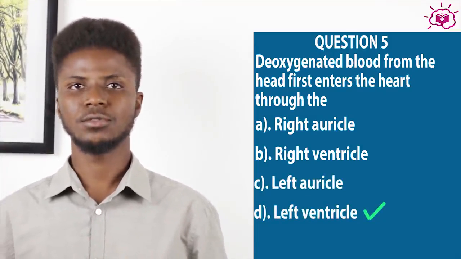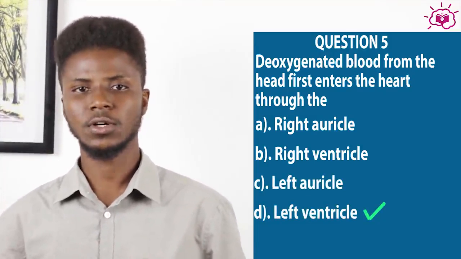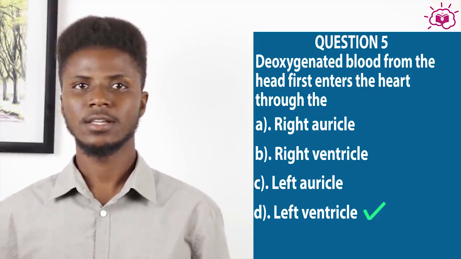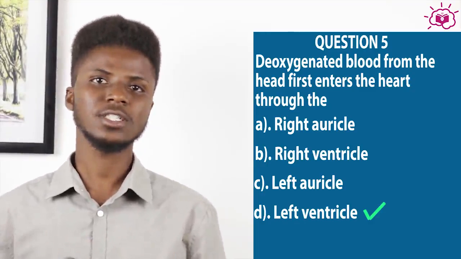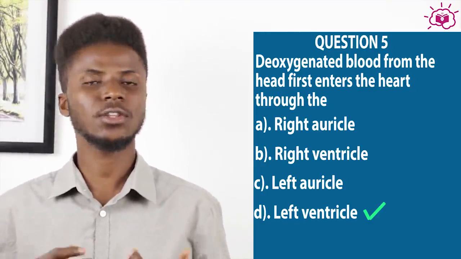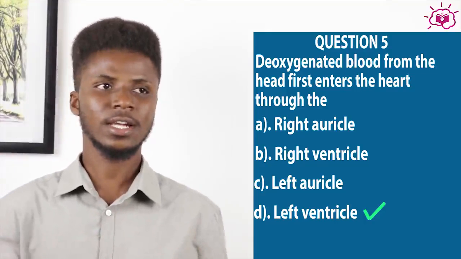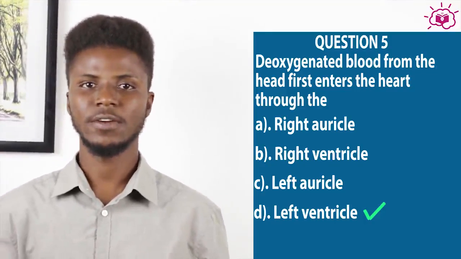Left ventricle. And we said it because we should know that blood flows into the heart, especially deoxygenated blood flows into the heart through the left ventricle. So it doesn't matter where it's coming from. So long as it is not coming from the lungs, it has to enter through the left ventricle.